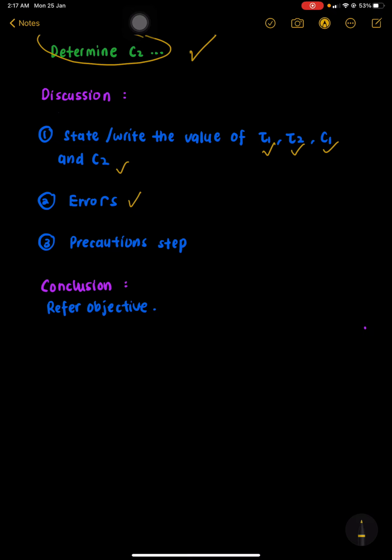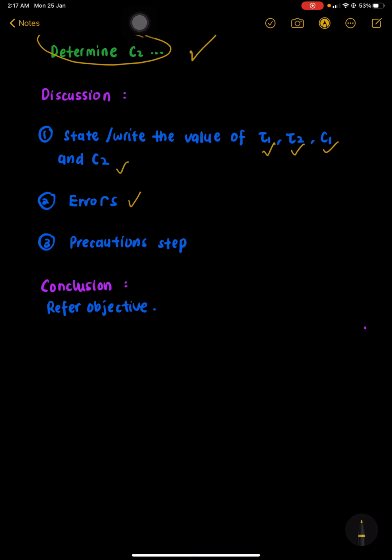The other error is parallax error, which occurs when taking the reading from the microammeter. Third, the capacitor is not fully discharged. Number 4, systematic error due to the connection of the wire. Those are some examples of problems or errors that occur during the experiment.